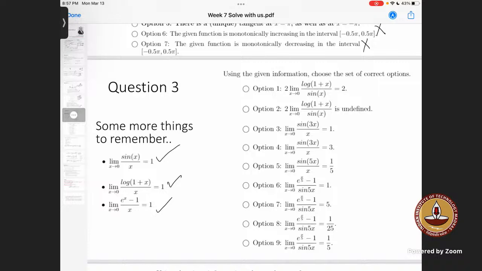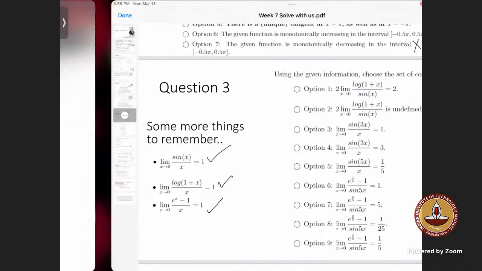So the correct options are 1, 4, 8. I will try to solve some of these, because I could see many of you are getting 3, 8. Pratap, you have solved all the 9 options. I will do one thing. One minute. Is my board visible?